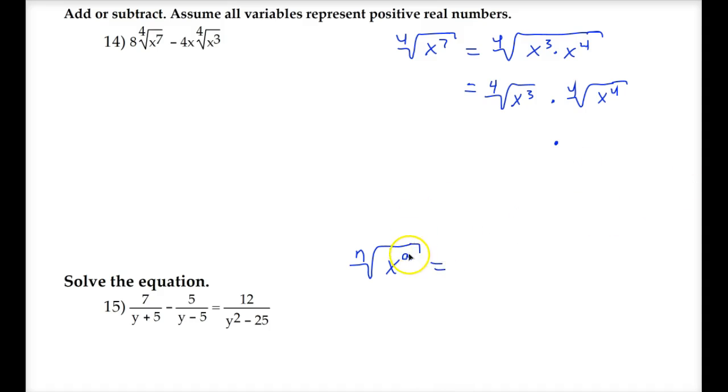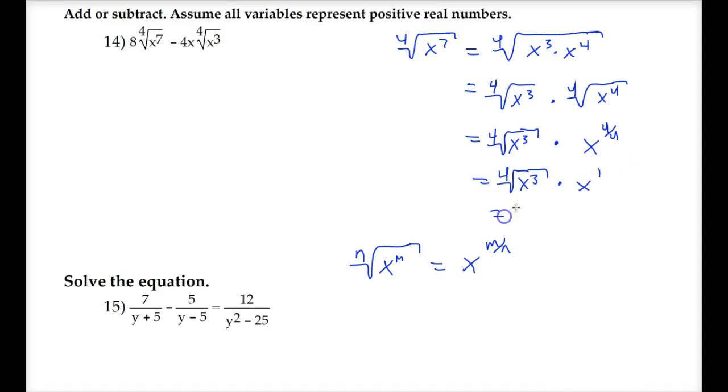Let me use a different variable here. So if we have the nth root of x raised to the m, then we know that we could rewrite it as x raised to the fractional exponent m divided by n. So if we did this here, that would be x raised to the 4 divided by 4. And of course, here we would keep this the same, but we know that x raised to the 4 divided by 4 is just x raised to the 1, and anything raised to the 1 is just itself. And so we would rewrite it that way.